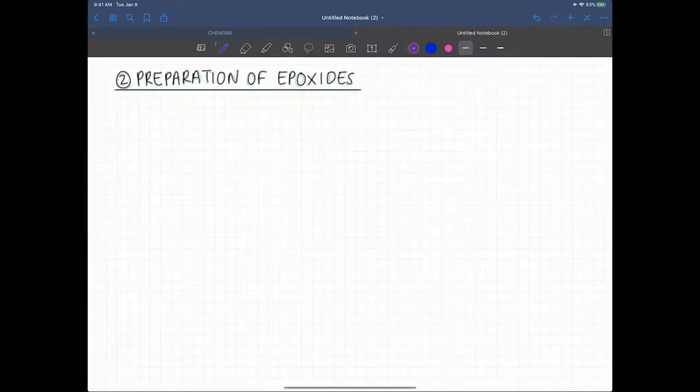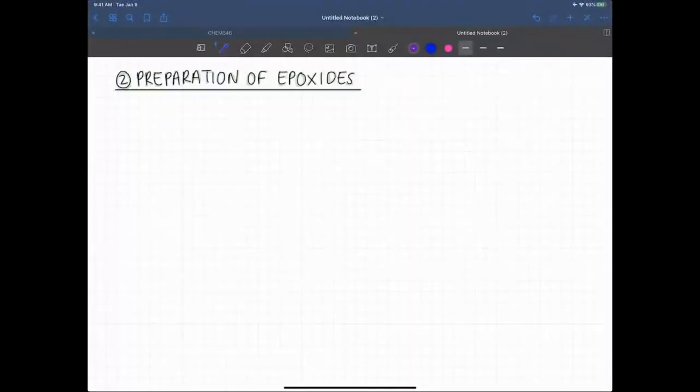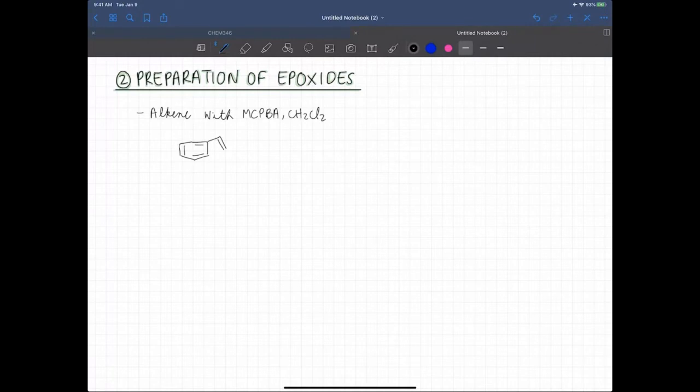Okay, so let's talk about preparation of epoxides. Let me just get that open. Okay, so epoxides. Who here remembers what reagent we're going to use with an alkene? MCPBA in dichloromethane. Excellent. Let me just draw out what's happening here. So I have alkene, MCPBA, dichloromethane.